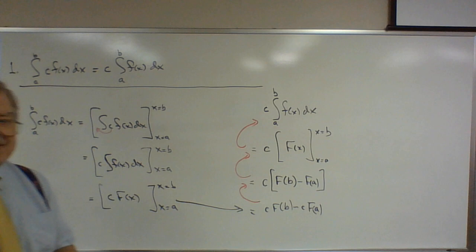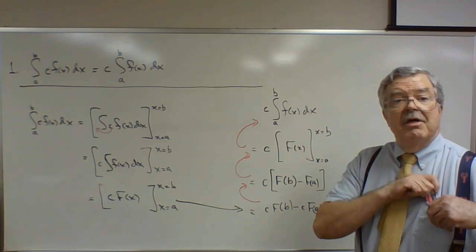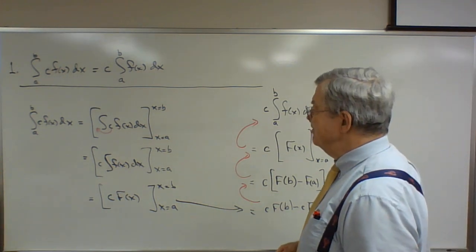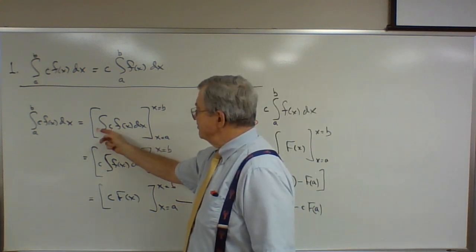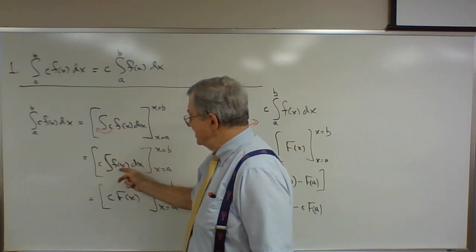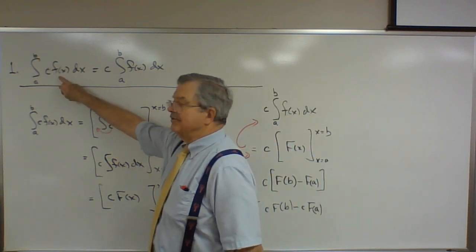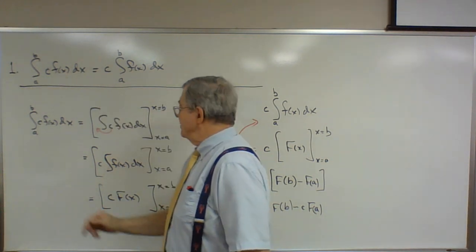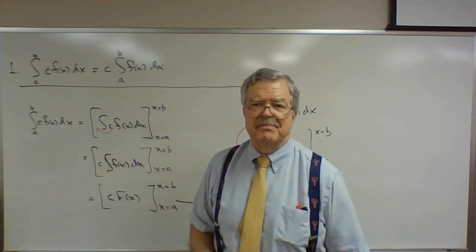Now, this is probably a much too detailed explanation for why this works. The bottom line is this. We have the property that for antiderivatives, the antiderivative of a constant times a function equals the constant times the antiderivative of the function. And that's exactly why this works for definite integrals. Because when we compute a definite integral, we compute the antiderivative and plug in the upper and lower limits.